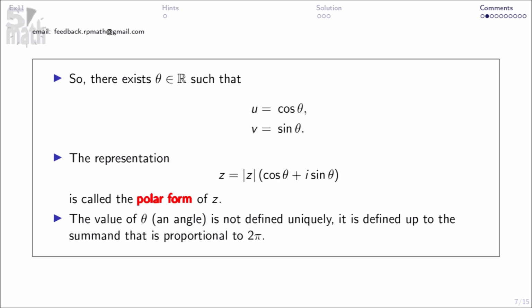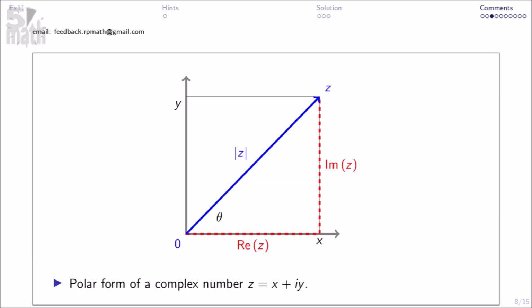The representation z equals the absolute value of z times cosine theta plus i sine theta is called the polar form of z. The value of theta, an angle, is not defined uniquely. It is defined up to the summand that is proportional to 2 pi. Polar form of a complex number z equals x plus iy.